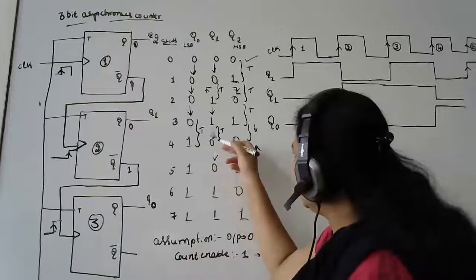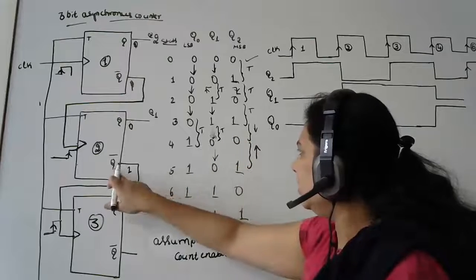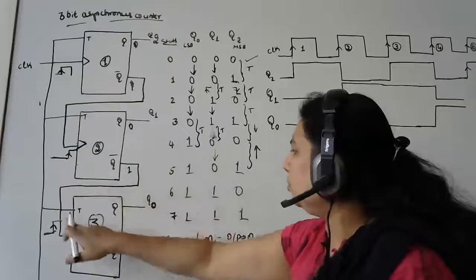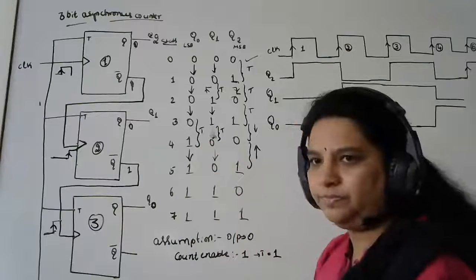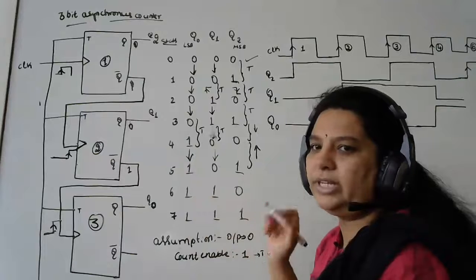And what happens to this? As there is no triggering to this, it is still in a 1 state. So there is no change. So this same thing will be maintained over here. Okay, so it will be the 1, 0, 1 condition.